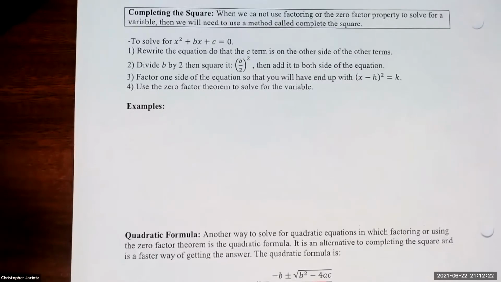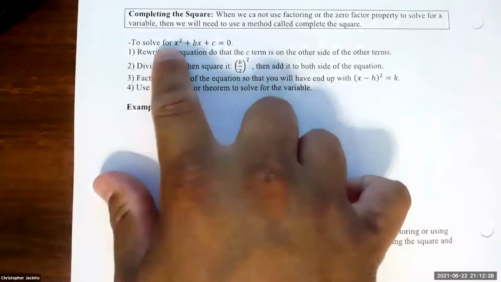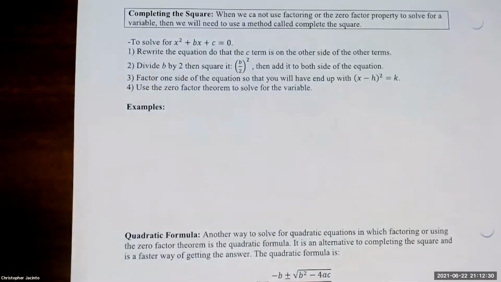Well, that's when this method comes in. It's called the complete the square method. We can use this to factor anything in the world. That's the best part. This works for any polynomial that looks in this form here.